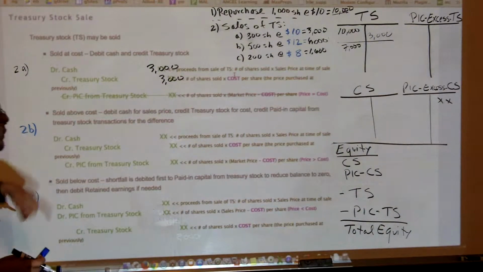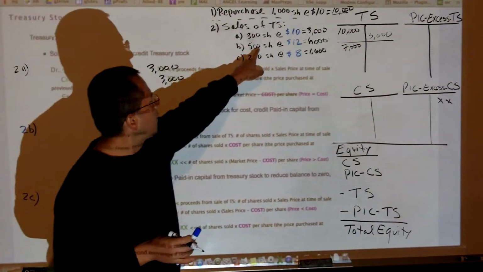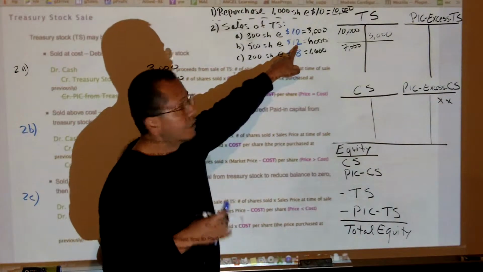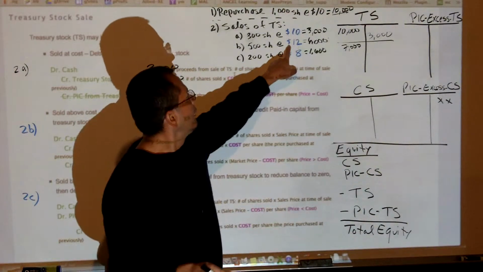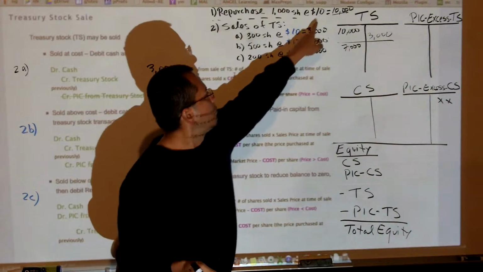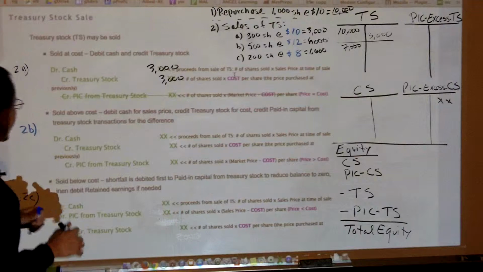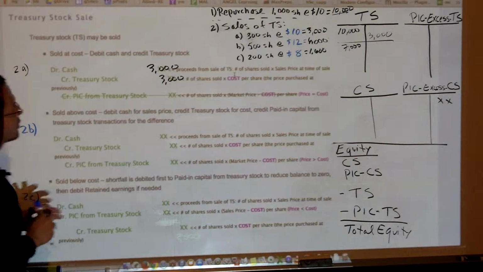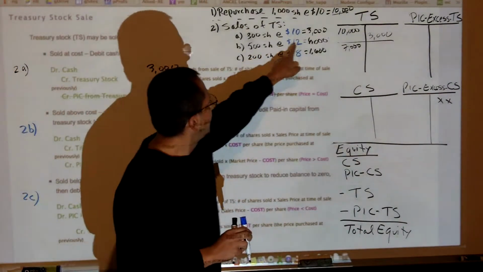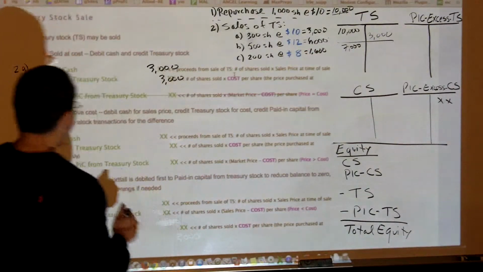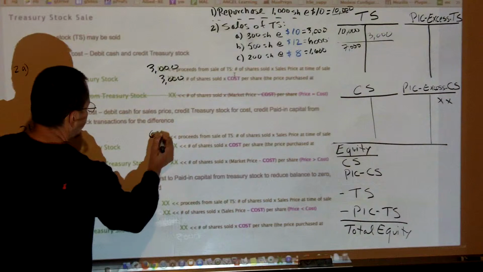How about 2B? In 2B, we're looking at 500 shares being sold at a price of 12. Well, in that case, there is an excess. You have a $12 price, which is above 10, our cost. So there's an excess of 2. Well, in terms of the cash, how much is that? Well, 500 shares times 12, that's the price, would mean we're going to get cash of $6,000.